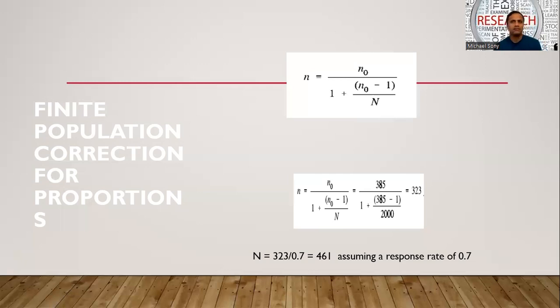Take for instance, I am making a hypothetical assumption that only 70% of the people will respond to the survey. So I divide 323 by 70%. Altogether, around 461 questionnaires I will send to different respondents with the hope that I will get a response of around 323.